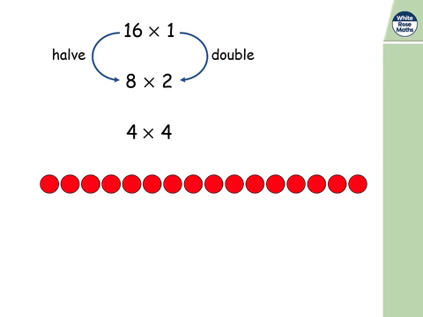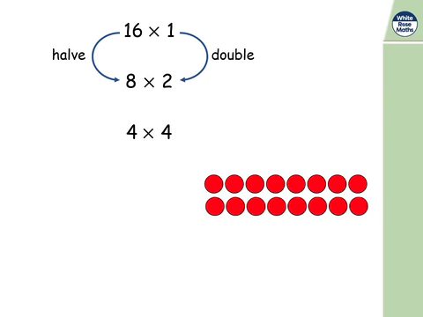This is how it looks with our counters. Here's our row of 16, and if we half the row and double the amount of rows from 1 to 2, we now have 8 in each row and 2 rows. And it works again. If we half 8, it becomes 4, and if we double 2, then again we get 4. Let's see how this looks.